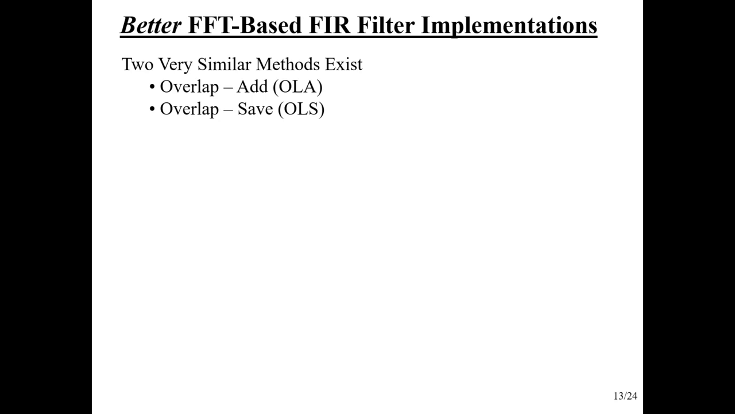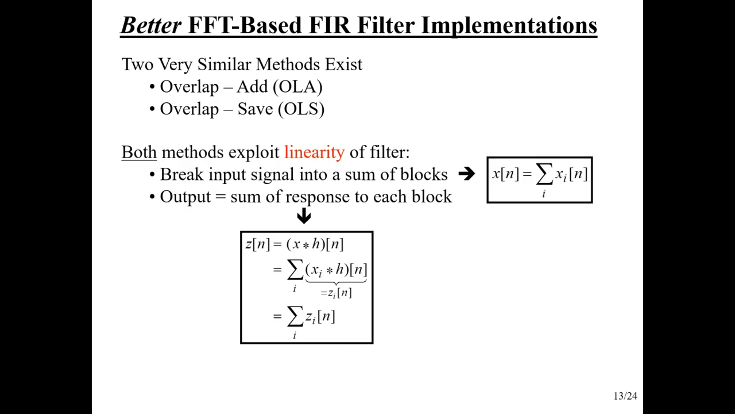But I want to cover both. I had some existing notes for overlap add, and those are nice, so I'm going to do that first and then just piggyback on that to show you how overlap save differs. But the basic idea is they're both exploiting the fact that we're implementing a linear filter, so we can break things down into blocks and we can process each block.